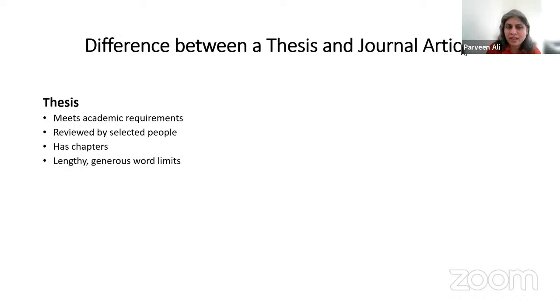It's usually lengthy. The word limit is usually generous. So if it's an undergraduate dissertation, depending on the requirement of the degree, it could be anything between 6,000 to 10,000 words. If it's a master's level dissertation, it could be anything between 10,000 to 15,000 words. If it's a PhD or a doctoral level work, it could be anything between 70,000 to 200,000 words. So, there is a generous word limit that people can use.